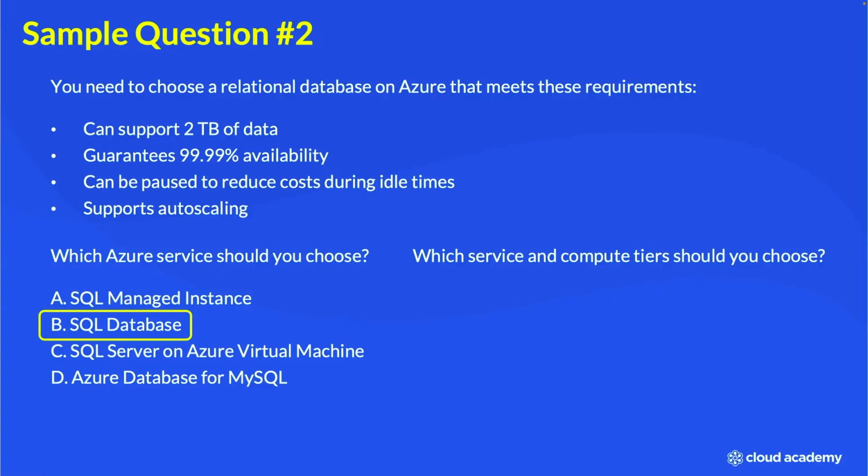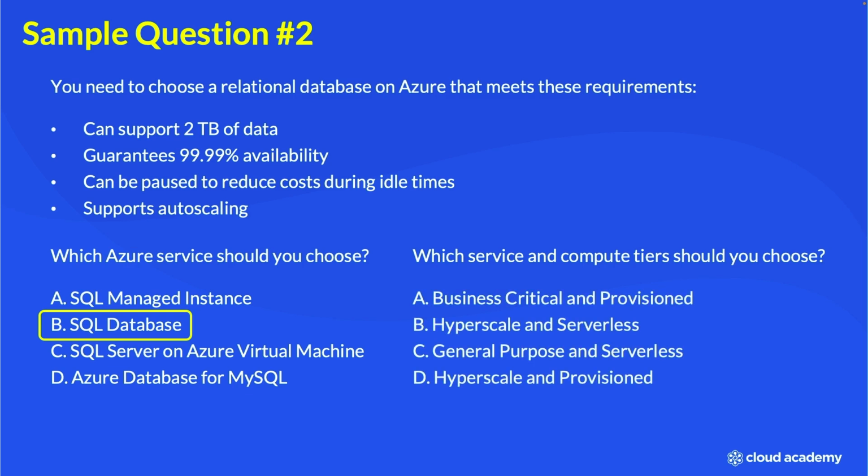Now we should also look at the other requirements and make sure that it meets those requirements. Can it support 2 terabytes of data? Yes, it can. Guarantees 99.99% availability? Yes. Supports auto-scaling. With certain configurations, it can support auto-scaling. All right, so let's move on to the second question. Which service and compute tiers should you choose?